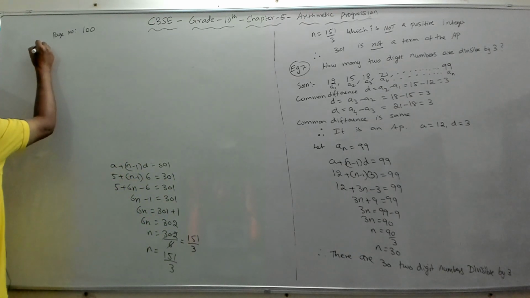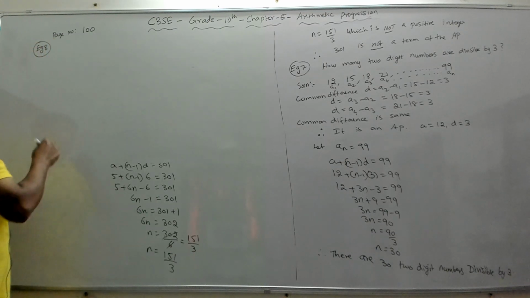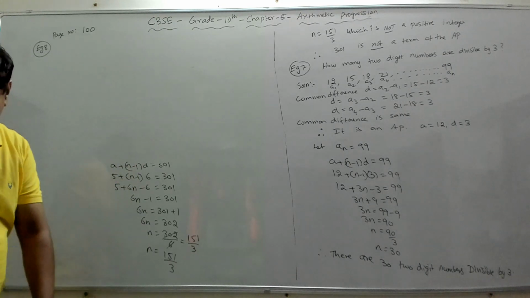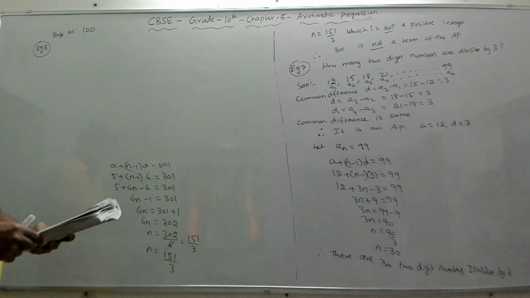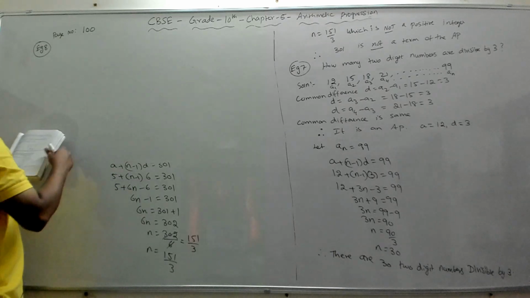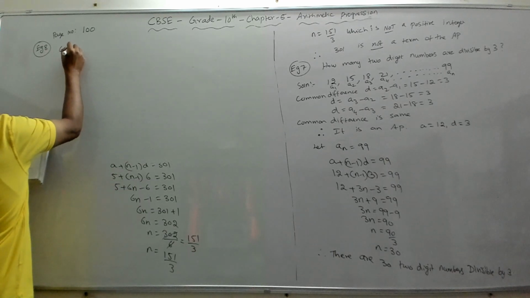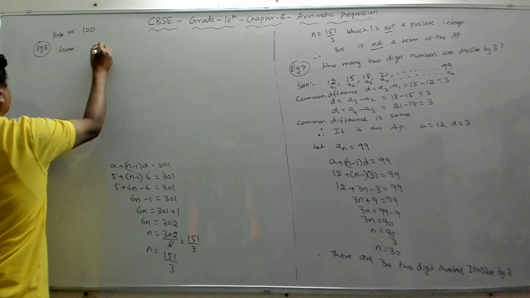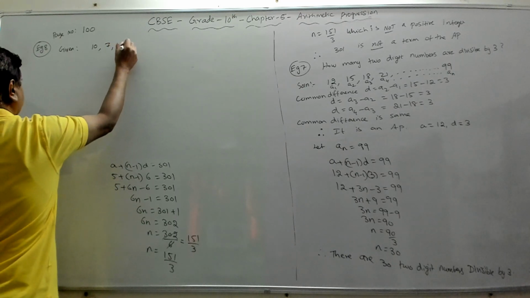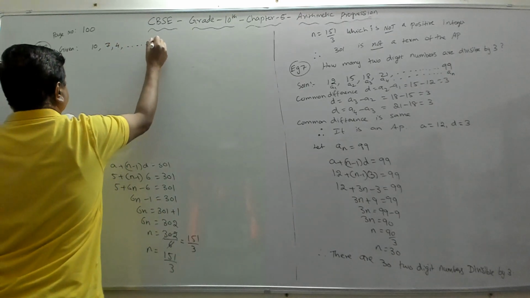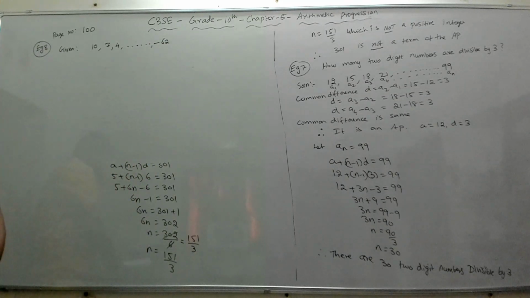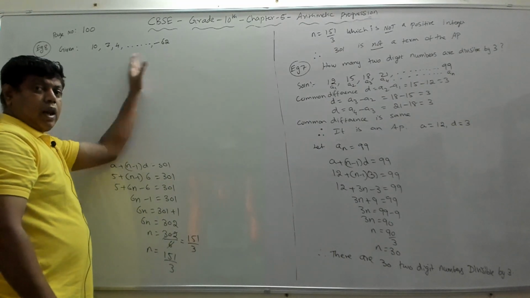Now example 8, EG8. Example 8 is very important. Find the 11th term from the last towards the first term for the AP. What is given? Given is an AP which is 10, 7, 4, ..., minus 62. Now we have to find the 11th term from the last towards the first term.